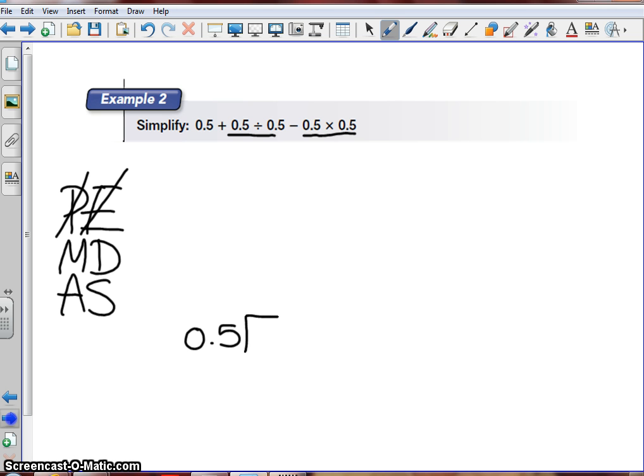0.5 divided by 0.5. First we have to do the over, up step from our decimals chart. Five goes into 5 one time.